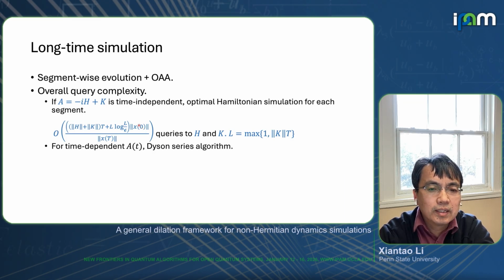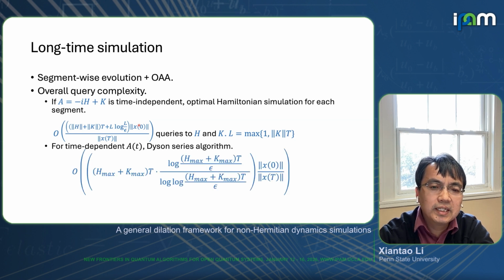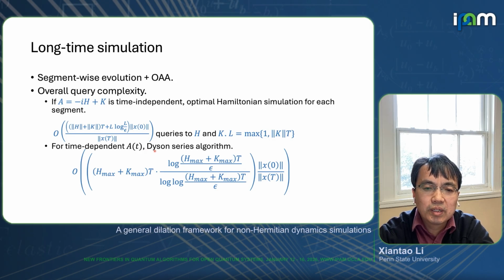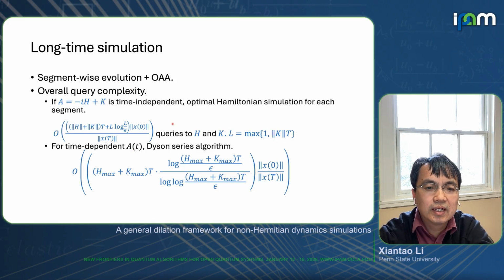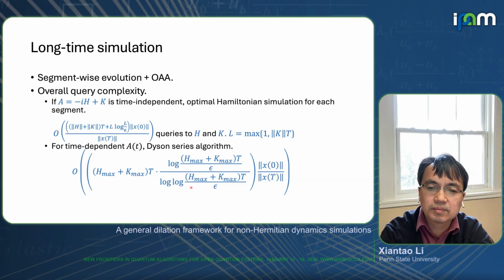For the non-autonomous case, A is going to be time dependent. For each time segment, you're going to apply the Dyson series, right? And then you try to restore the ancilla after each time. And so overall, your complexity looks like this. The main part is going to be the maximum of the norms of H and K in time, times T, and then this log divided by log factors.